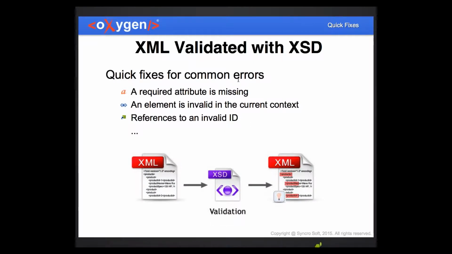Examples of XSD validation errors that are corrected are for cases where the required attribute is missing, so we can add that attribute, an invalid element, so we can remove that, or if you refer an invalid ID, then I think we can propose some similar values as a replacement.